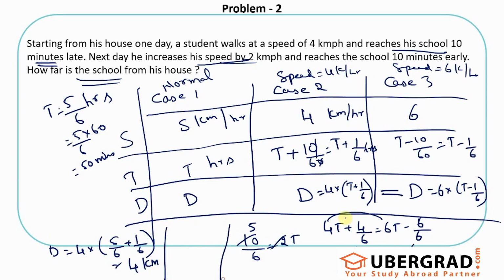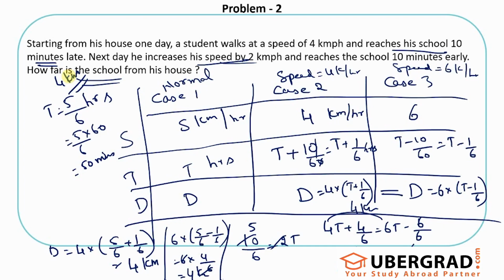Let me show with the other case also. It should also give me the same, but I'm just showing you: 6 into 5 by 6 minus 1 by 6. That's going to be 6 into 4 by 6. 6 gets cancelled out, 4 kilometers. Right? So that's basically 4 kilometers is the distance that the student has to walk from his home to the school. As I said, that's how you solve these questions.